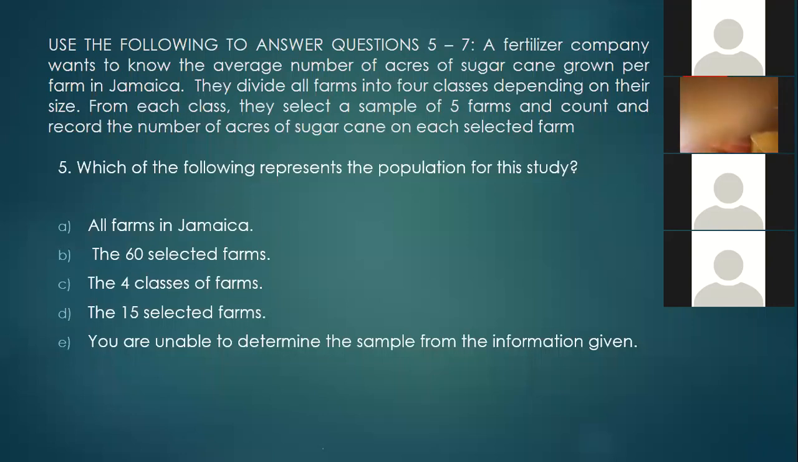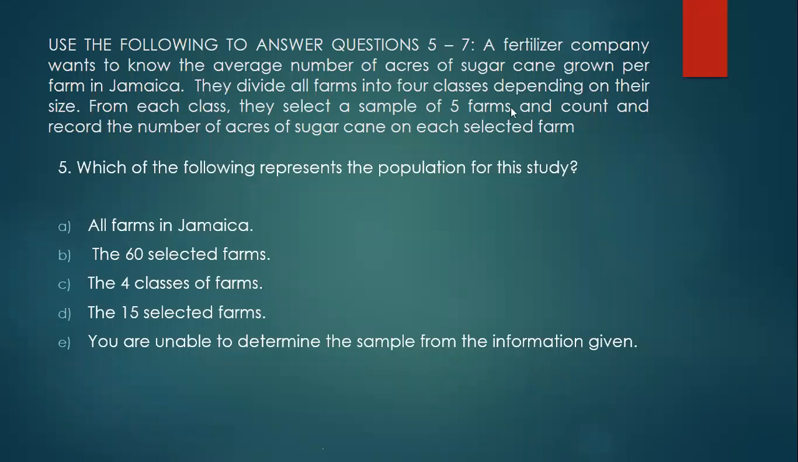Yeah, it's going to be all farms in Jamaica because the question is based on a fertilizer company wanting to know the average number of acres of sugarcane grown per farm in Jamaica. So we know that our population is going to be all farms in Jamaica because it says that they divide all farms into 4 classes. And when we're talking about a population, we always use all.